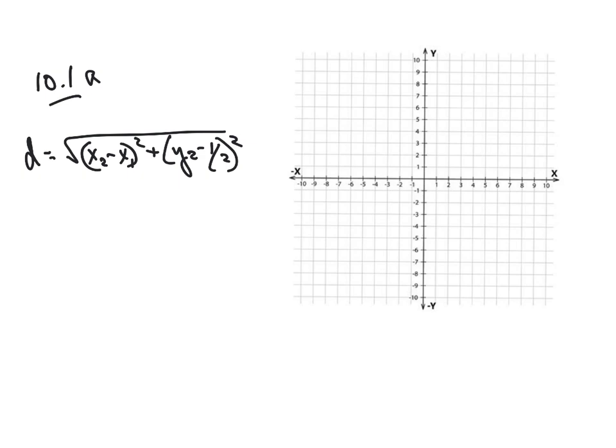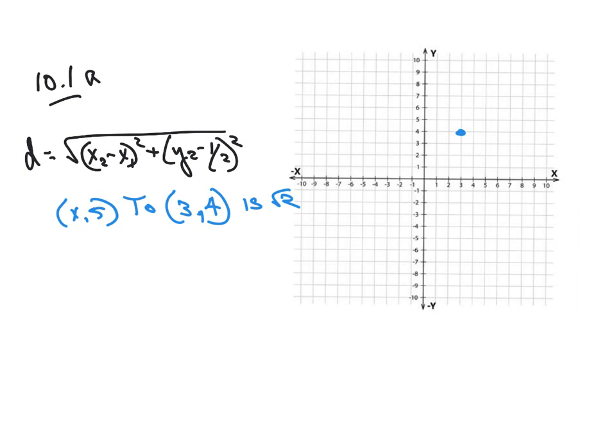So let's look at example two. If it said find x, if the distance between x, 5 and 3, 4 is the square root of 2. So let's graph 3, 4. 1, 2, 3, and 1, 2, 3, 4.